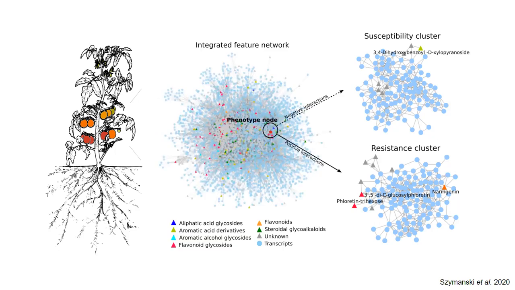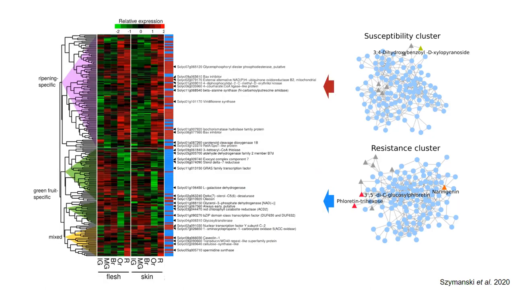Here I show how we fished these two clusters from the global network of interactions. And we were interested in what these genes are, what the transcripts and metabolites are that we identified. We looked at the names of them. They didn't tell us much. So I decided to look at how the transcripts behave during ripening and in different tissues.